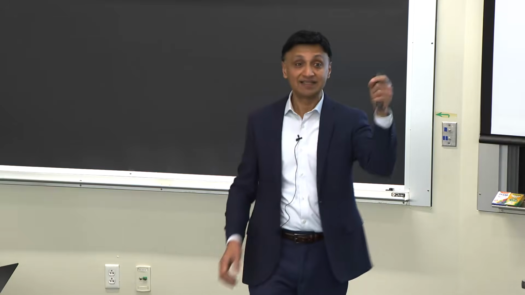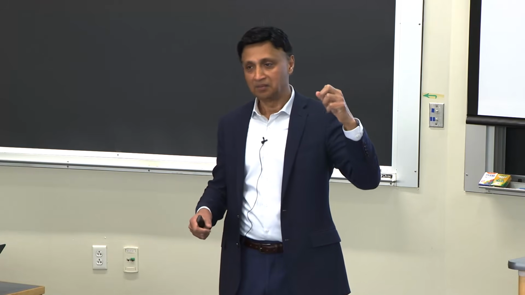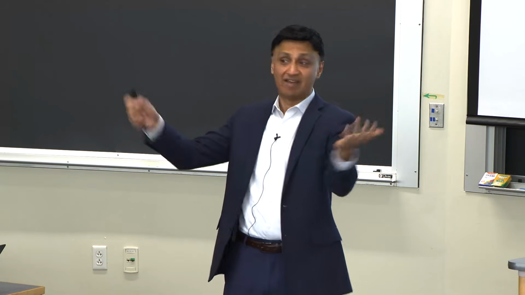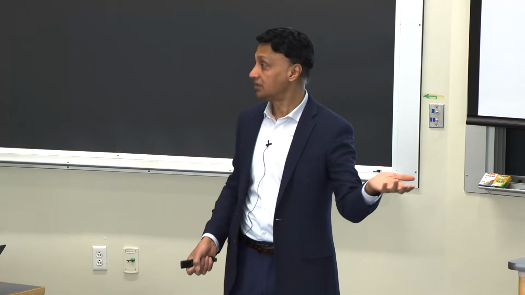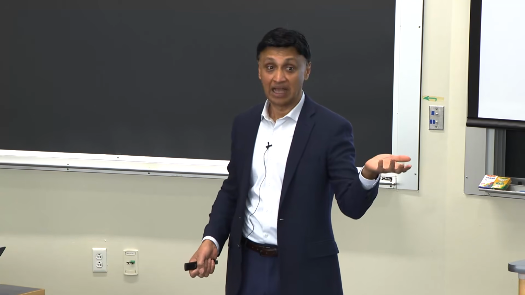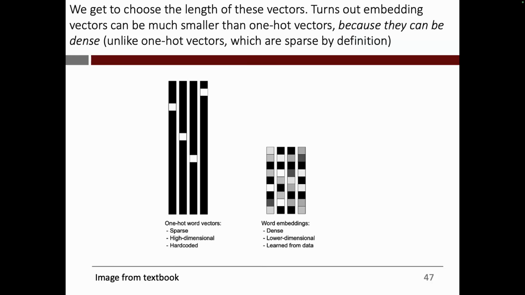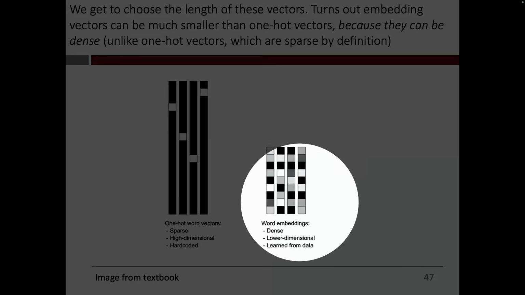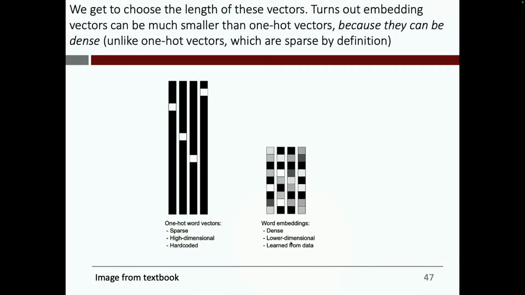So the first dimension may stand for some combination of brightness plus speed plus animalness or something. We have no idea what it means. All we know is that it's able to reproduce the co-occurrence matrix really well, so it has probably figured something out. And so we can keep it really short. So word embeddings tend to be very dense, meaning not zeros and ones, but some arbitrary numbers. They're lower dimensional, and of course learned from data.